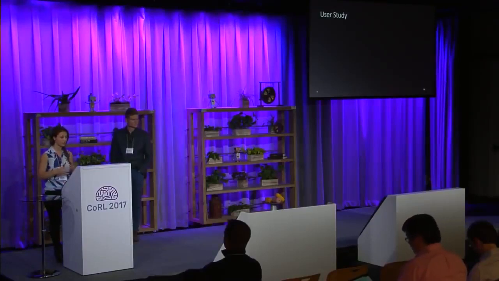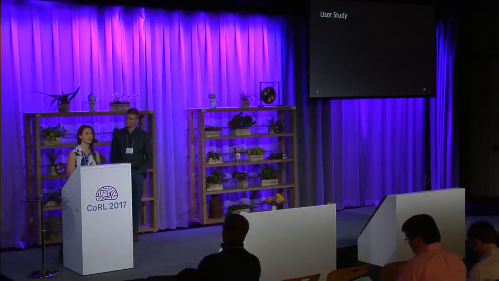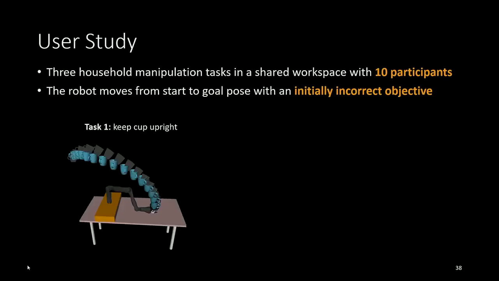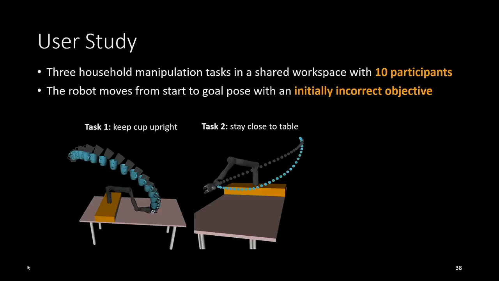We then took this algorithm and evaluated it in a user study and compared it to a baseline where we were not actively reasoning about the robot's objective. So we had 3 household manipulation tasks and 10 total human participants. The robot would move from a start to a goal position with an initially incorrect objective. The 3 tasks included moving a cup from the shelf down to a table, but the robot would be tilting the cup initially. Another one was the robot moving on top of a table, and the human wanted to move closer.